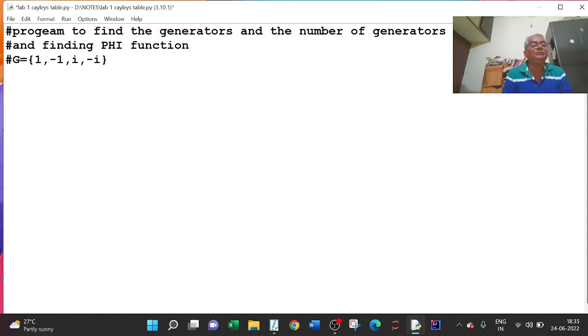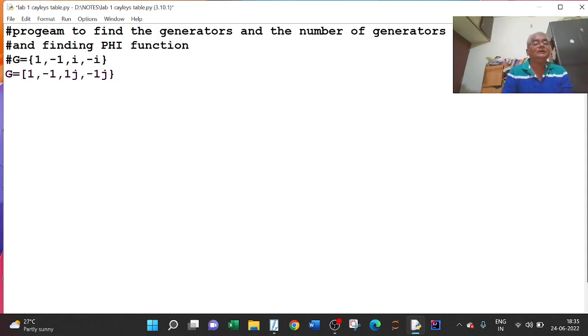One is the identity element, and the identity element can never be a generator. Minus 1 is not a generator because its order is equal to 2. I is a generator, minus I is also a generator. So the number of generators is equal to 2. Then the pi function is also equal to 2, because here we have n equal to 4. So we write G equal to 1, minus 1, 1j, minus 1j.